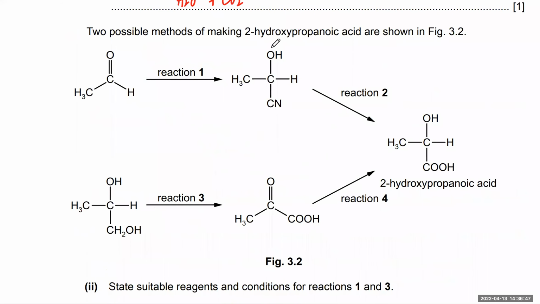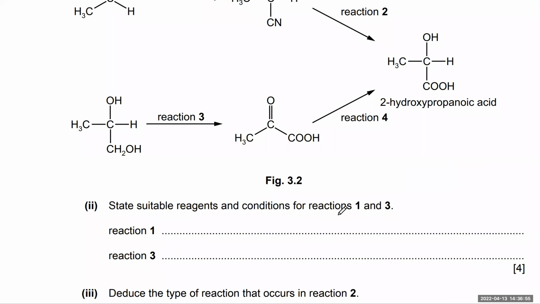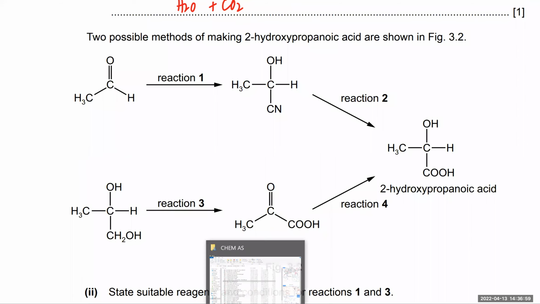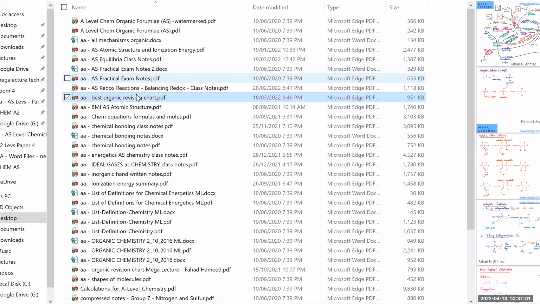Then there's another reaction. Two possible methods of making 2-hydroxypropanoic acid are shown. What is reaction number 1? For this I'll just open the chart. Okay, where's the revision chart? Okay.